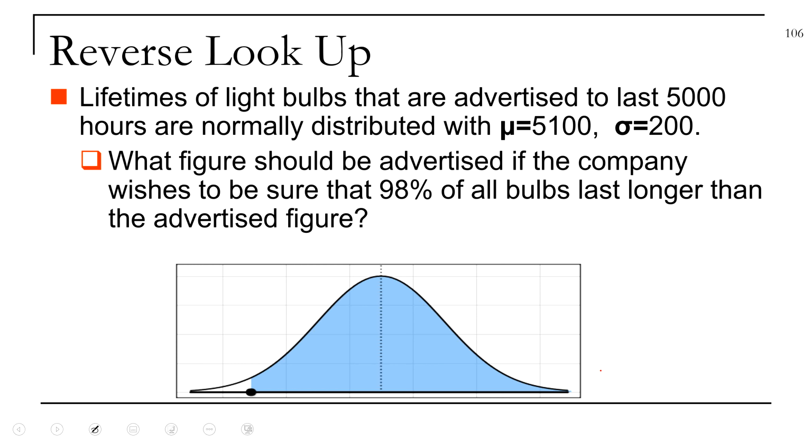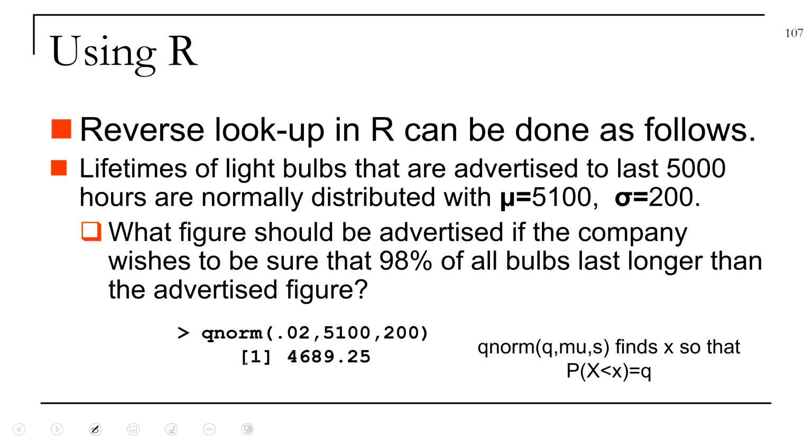Finally, there's something called reverse lookup, where you have a probability and you want to find a value. So we're looking at how long light bulbs last, and they want to be sure that 98% of all light bulbs last longer than the advertised figure. So what would we put down here to say, oh yeah, we're 98% sure light bulbs last 10 hours or more? We want to figure out this lower bound. And you do that via what's called the qnorm function. So with the qnorm function, you give it Q, and it gives you X such that the probability of being less than X is Q. That's confusing. But you want to find X so that the area to the left is whatever you specify.